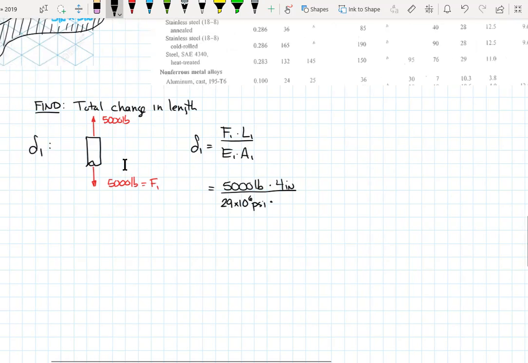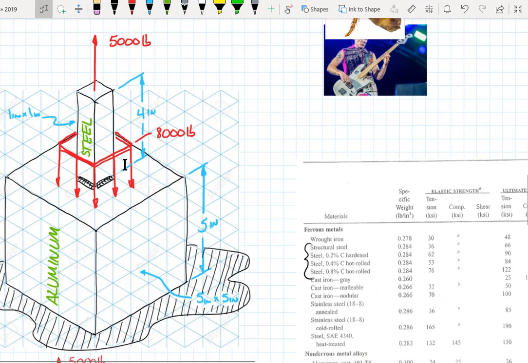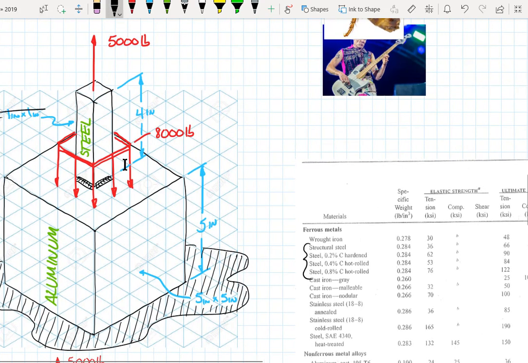And then A1 is the cross-sectional area of that. Again, going to this piece over here. Whoops. That's not exactly what I wanted to do.